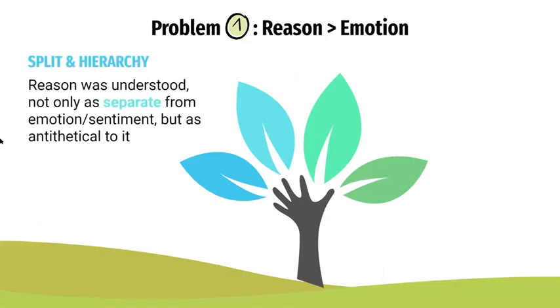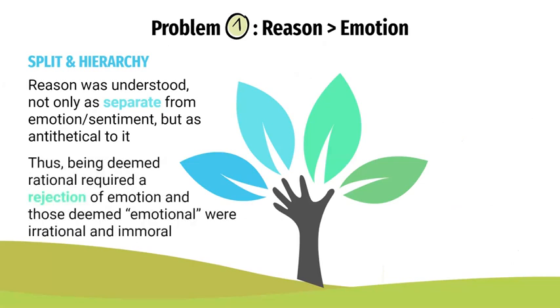Okay, so we often think of reason being separate from emotion, and that's one of the starting points for 20th century feminist philosophy. There's this split and hierarchy. Reason was understood not only as separate from emotion or sentiment, but as antithetical or superior to it. Thus, being deemed rational required a rejection of emotion, and those deemed emotional were irrational and immoral. And a key piece of evidence for this claim is Kant himself, right? Writing in the 18th century, almost 2,000 years after Aristotle. Kant explicitly says that when people act immorally, they're acting irrationally, and they're acting emotionally, right? Associating with the female or feminine characteristic.